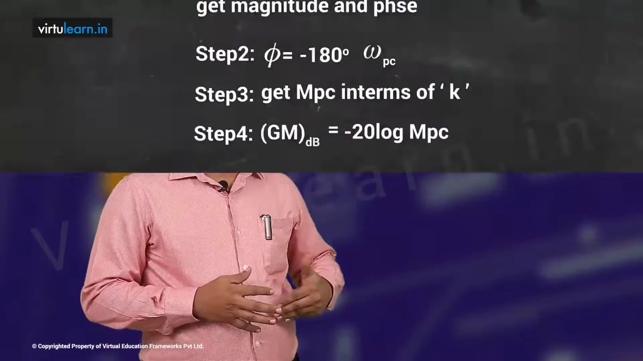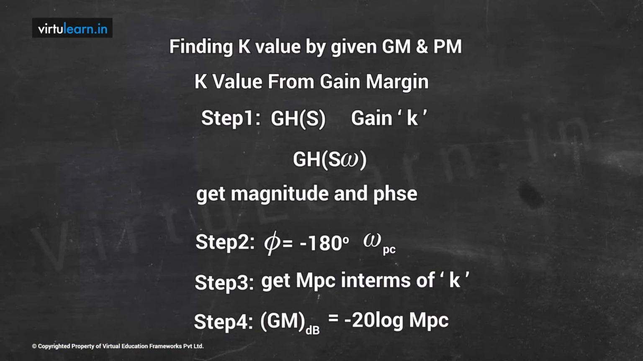How to find K value for given gain margin and phase margin. It is some kind of a design where we are trying to find the gain of the system for a specified gain margin and specified phase margin. And we look at the steps. This method is an analytical method. Graphically we can get it using the polar plot and also using the Bode plot.